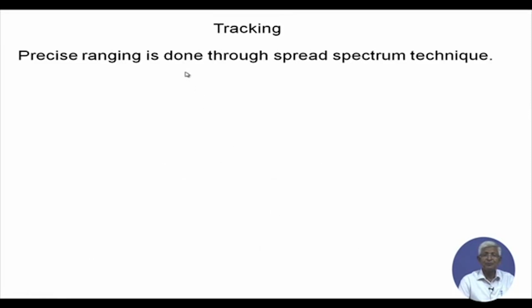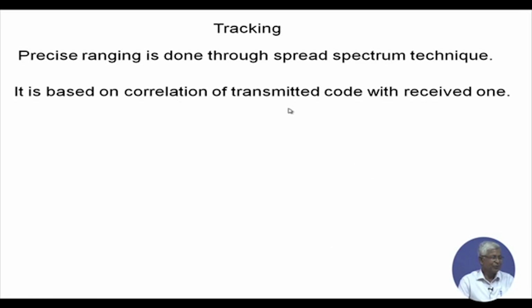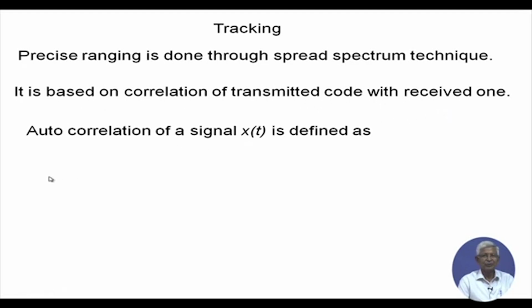But much more precise ranging can be done through a spread spectrum technique. It is based on a correlation of the transmitted code with the received one. Autocorrelation of a signal x(t) is defined as the autocorrelation function Rx(tau), which is the integration from minus infinity to plus infinity of x(t) and x(t plus tau) dt.